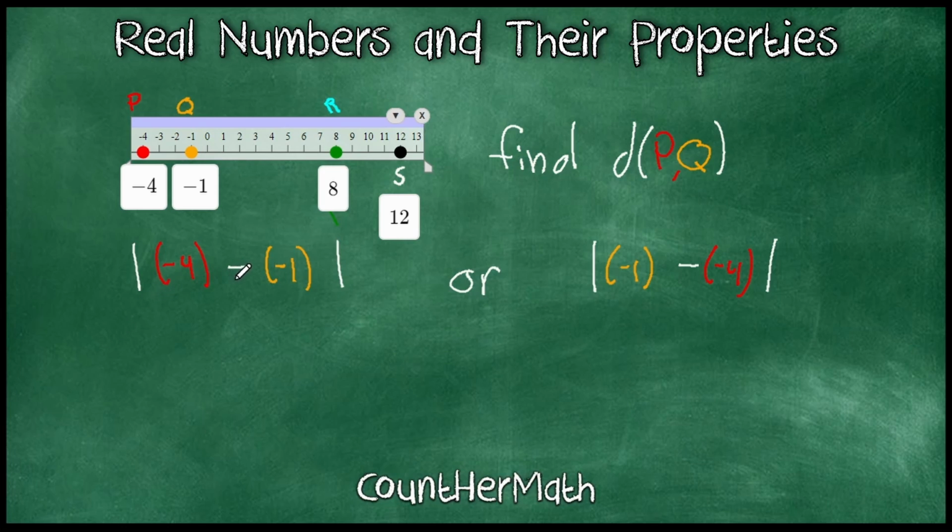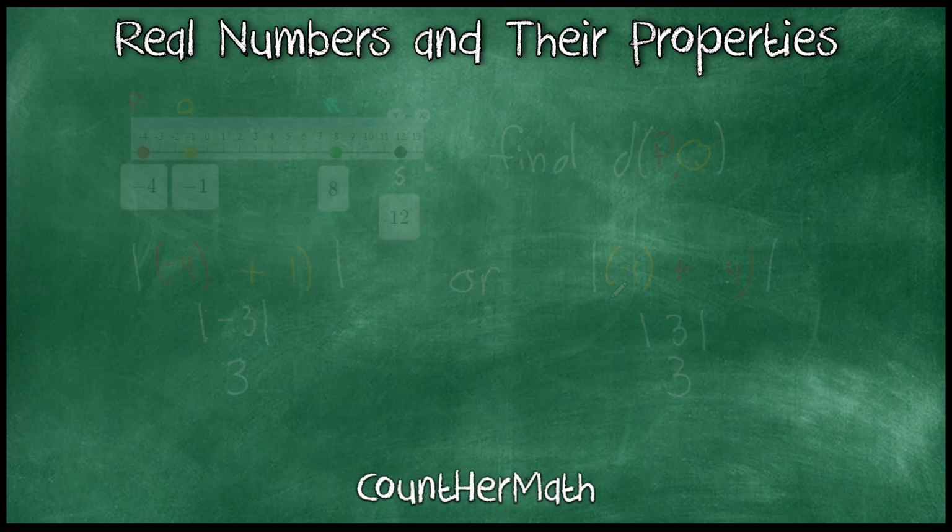So -4 minus -1, well, minus a minus cancels out to give us a nice little positive. So we'll be doing -4 plus 1. -4 plus 1 is -3, and the absolute value of -3 is +3. Over here, -1 minus -4, same situation with that negative, where instead I can say plus. So now I have -1 plus 4, and that is 3, and the absolute value of 3 is 3. So regardless of which way we do it, the distance between PQ is 3.